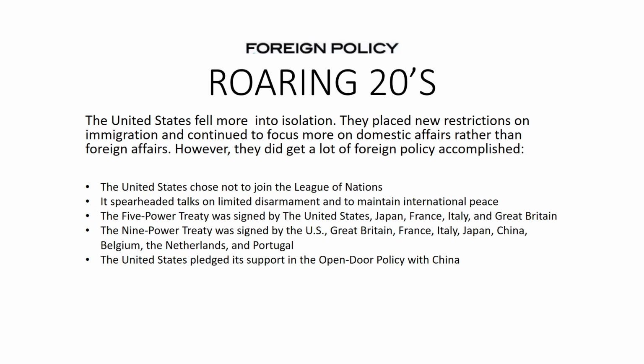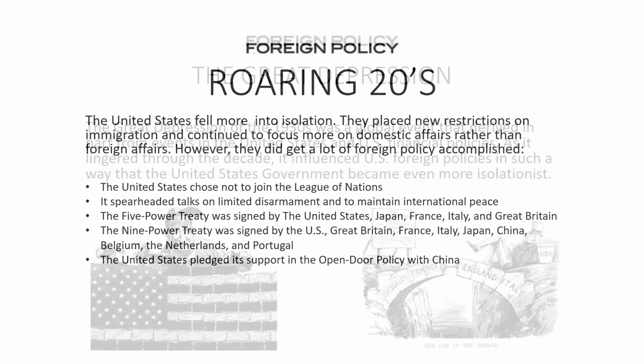However, they did get a lot of foreign policy accomplished, such as the United States chose not to join the League of Nations. It spearheaded talks on limited disarmament and to maintain international peace. The Five-Power Treaty was signed by the United States, Japan, France, Italy, and Great Britain. The Nine-Power Treaty was signed by the United States, Great Britain, France, Italy, Japan, China, Belgium, the Netherlands, and Portugal. The United States pledged its support in the open door policy with China.